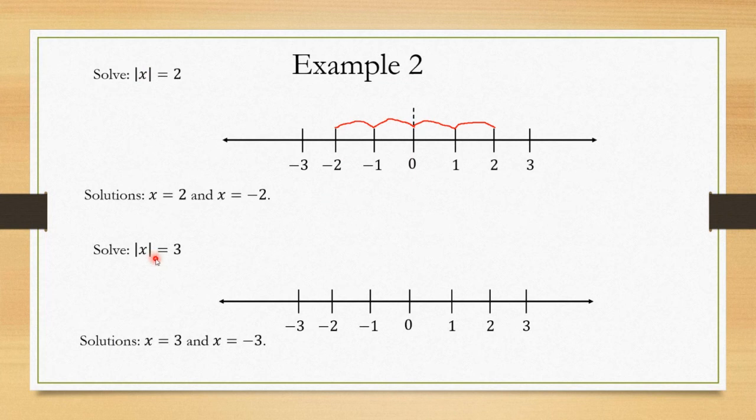It's the same thing with 3. You're looking for all numbers whose absolute value is 3, that is, all numbers whose distance from 0 is 3. If you start at 0, you go 1, 2, 3 units to the right, you're at 3. But what about the other direction to the left? 1, 2, 3, you're at -3. So this has 2 solutions, 3 and -3.